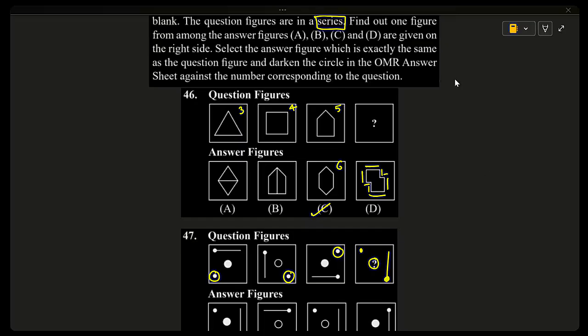Vilochan, what is your doubt? Vilochan, are you there? You're not audible. Hansvika, what is your doubt?